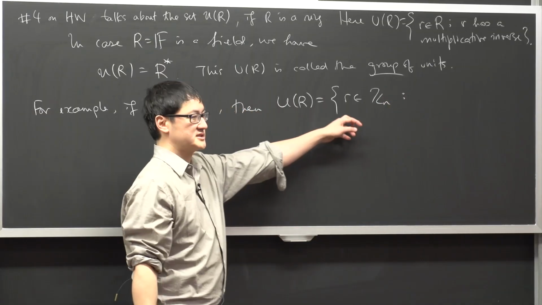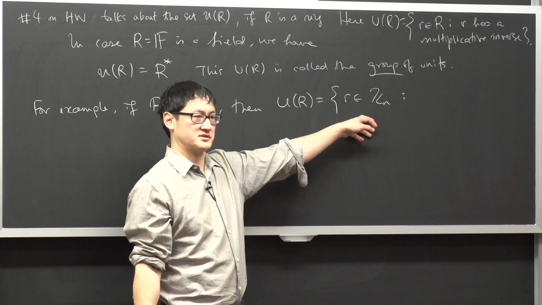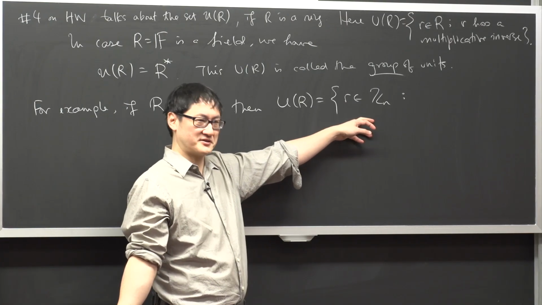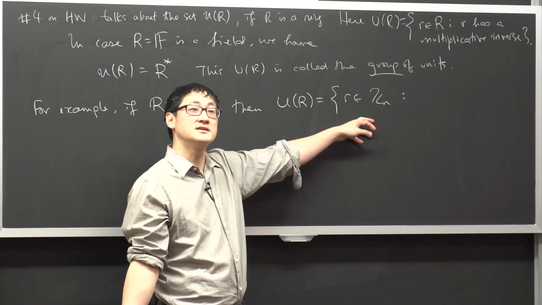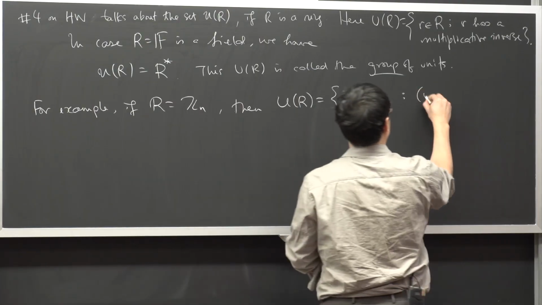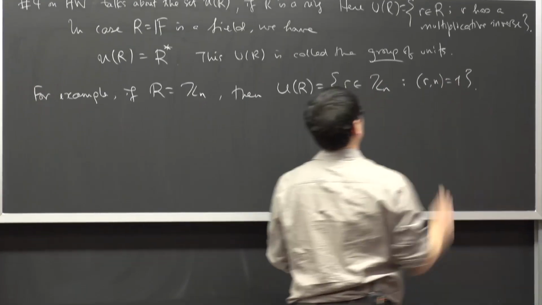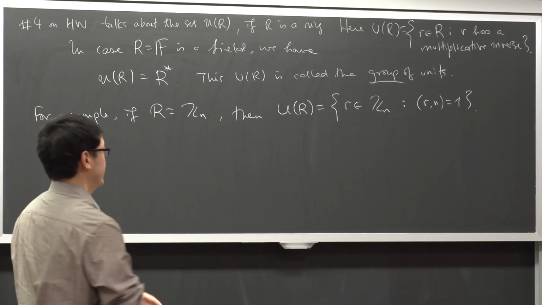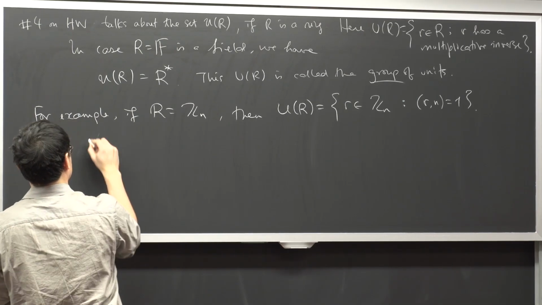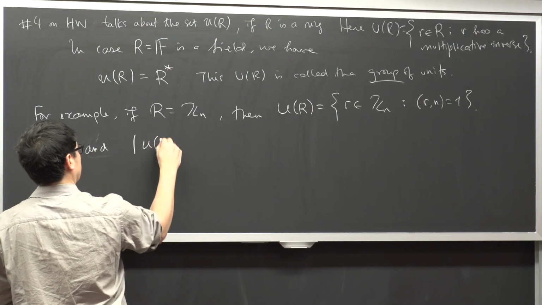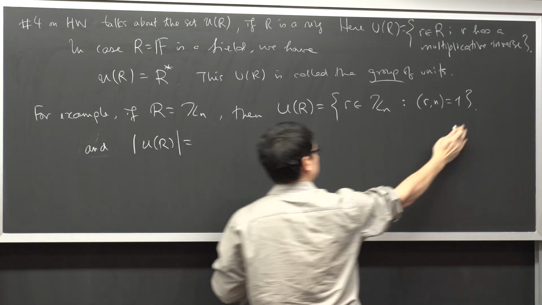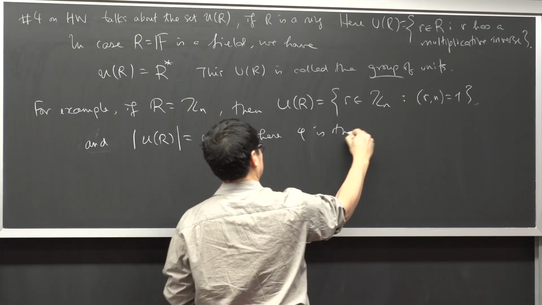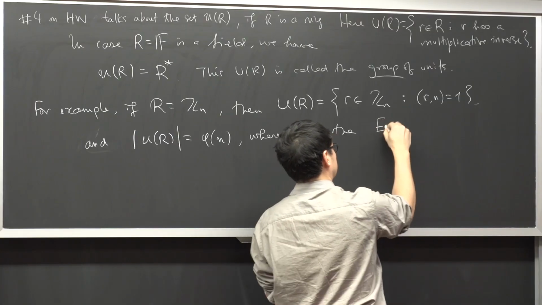Now, what numbers in Zn have multiplicative inverses? Can you characterize them in some way? The numbers that are relatively prime. So the r that are relatively prime to n. Good. And how many of them are there? Phi of n. The number of elements in U of R is equal to phi of n, where phi is the, what is that called? The Euler totient function.